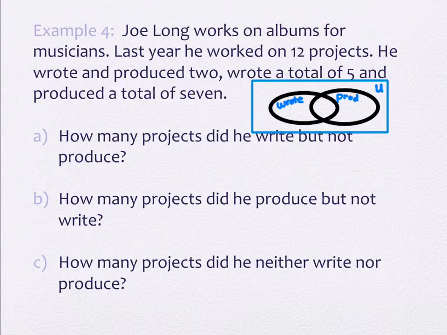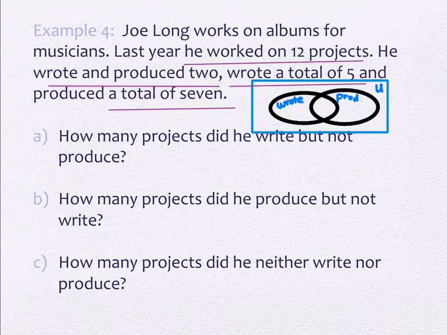They give you 4 numbers, I think, actually. They tell you that he worked on 12 projects. They tell you that he wrote and produced 2. They tell you he wrote 5. And they tell you he produced 7. So what piece of that information is the most helpful piece on this particular one to start with? The wrote and produced. And how many did he write and produce? 2. Where's that 2 going to go? In the very middle, the overlap. So we're going to start by putting a 2 right here.